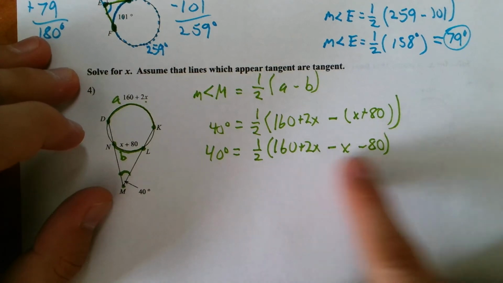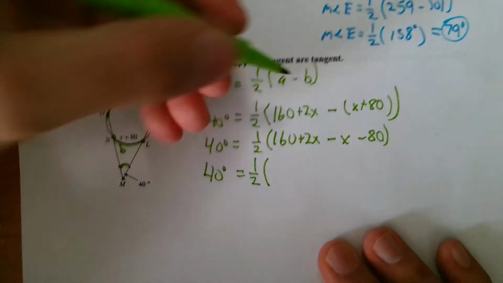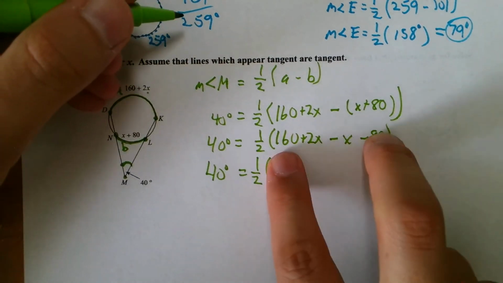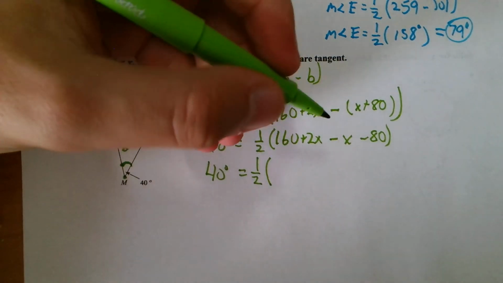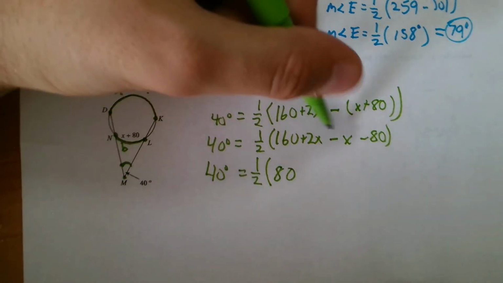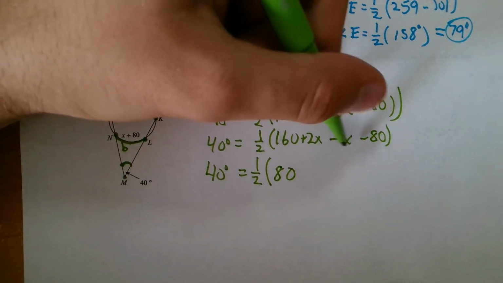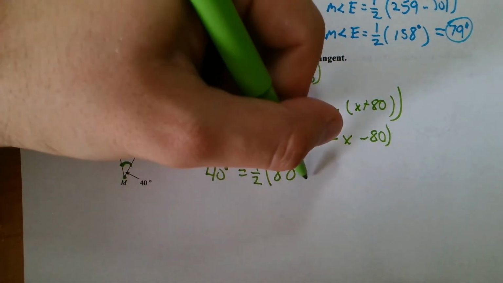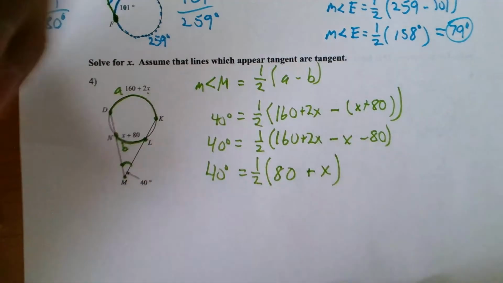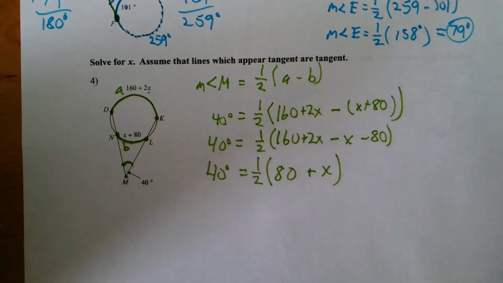Now I can go ahead and combine like terms on the inside. Go ahead and bring everything else down. So if I do 160 minus 80, those are like terms, right? That gives me 160 minus 80 is just going to be 80. Now if I look at the x's, a positive 2x minus an x, remember this counts as 1x, so that's going to give me plus 1x, which I'm just going to write like this. So 40 degrees equals 1/2 of 80 plus x.